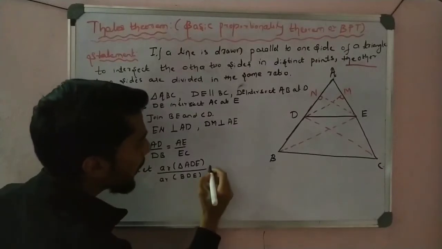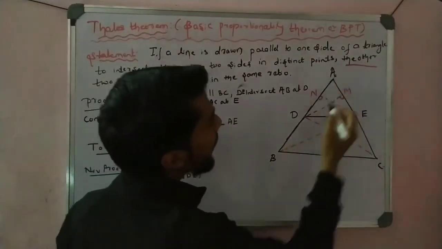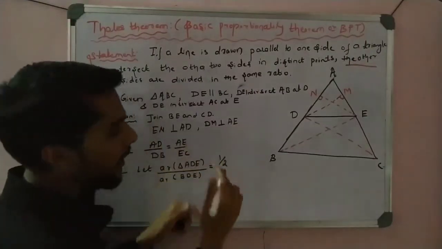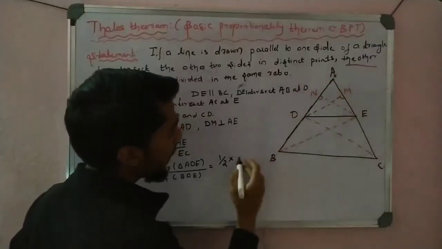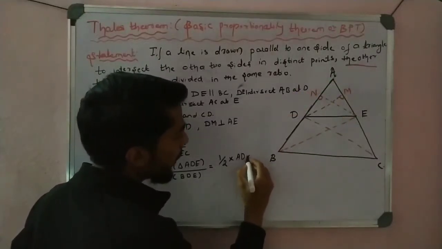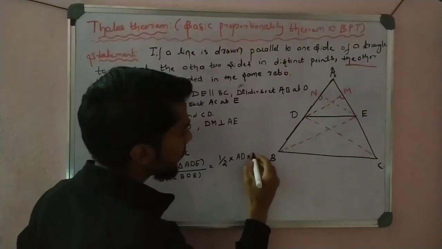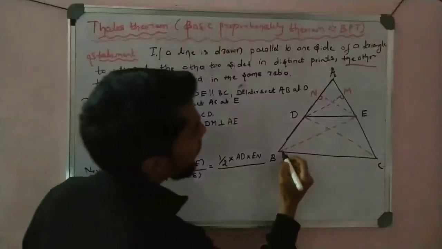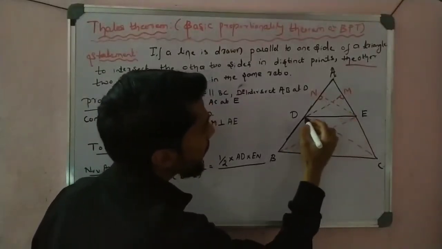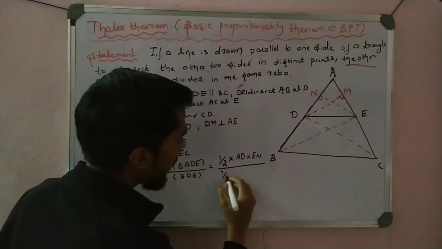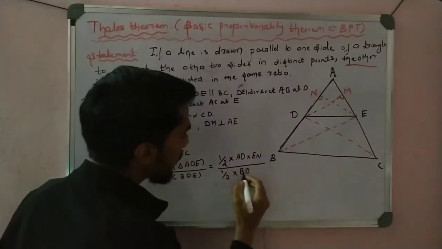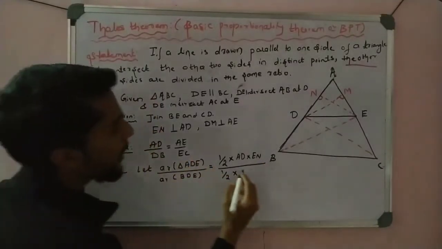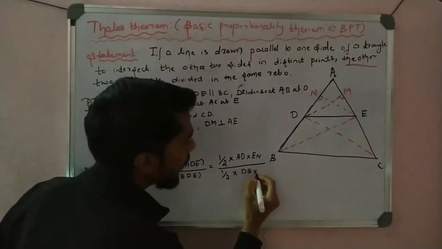Take the area of triangle BDE. So what is the area of triangle ADE? We know the area of a triangle is half into base into height. So half, what is the base? Base is AD, and into what is the height? Height is EN. Now divide by the area of triangle BDE. BD is the base, half into base BD, or DB, into what is the height here?